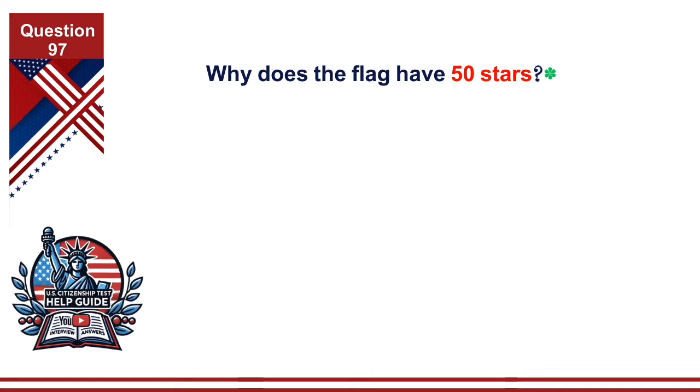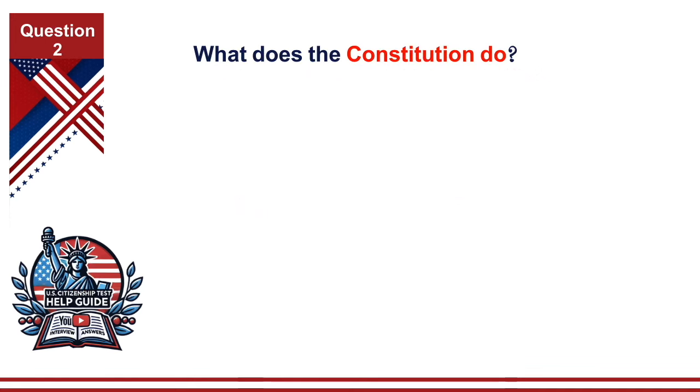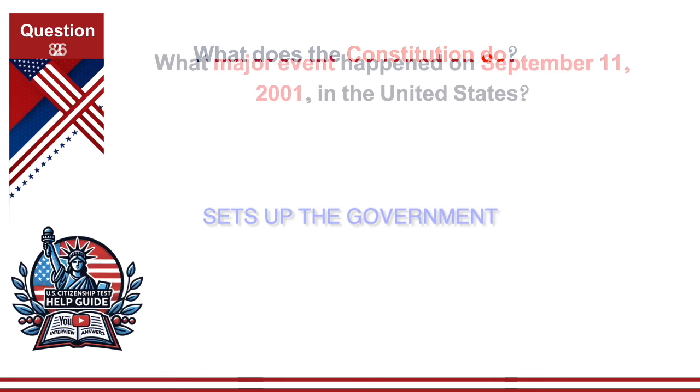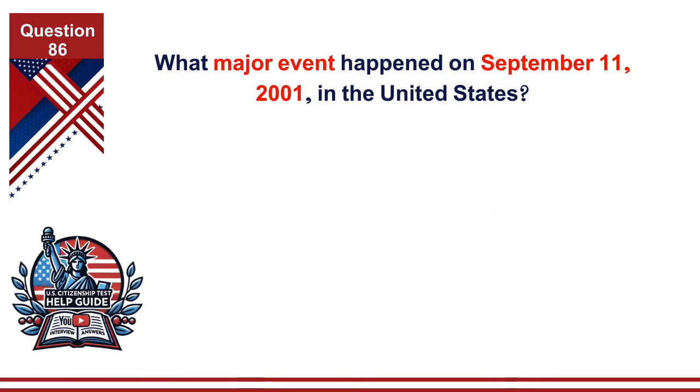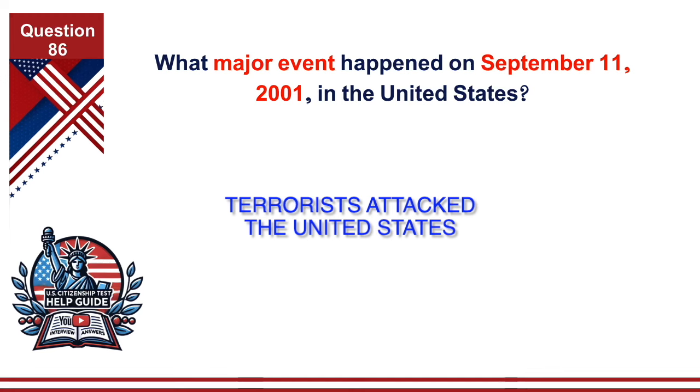Why does the flag have 50 stars? Because there are 50 states. What does the Constitution do? Sets up the government. What major event happened on September 11, 2001 in the United States? Terrorists attacked the United States.